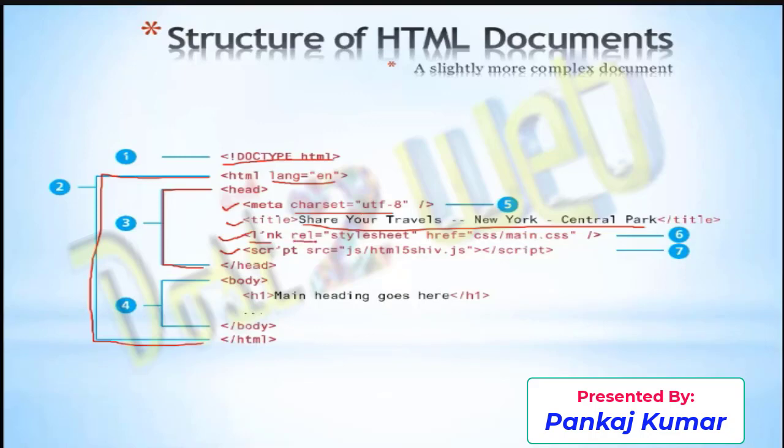And then rel, which stands for relationship, that means what type of document it is. The document is a style sheet. And href, hypertext reference, means where this file is located. It is located in the css directory, and inside that we have main.css.